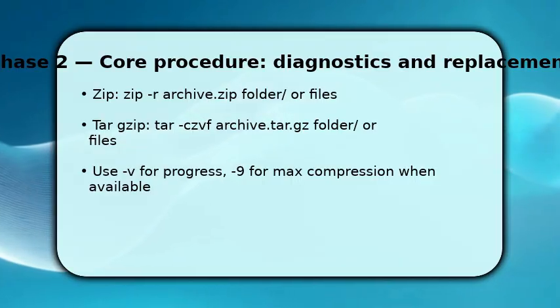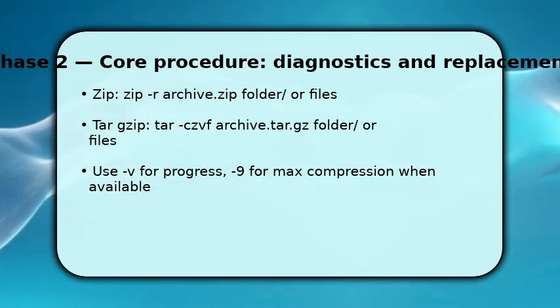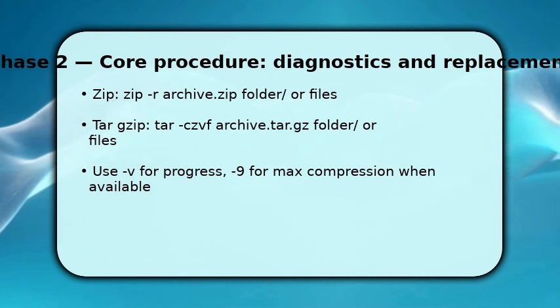Use -9 for maximum compression if you need the smallest size, but note it takes longer. Monitor output for errors. If you see permission denied, prepend sudo only when necessary. Once started, compression streams files into the archive, so larger sets will take more time and CPU.